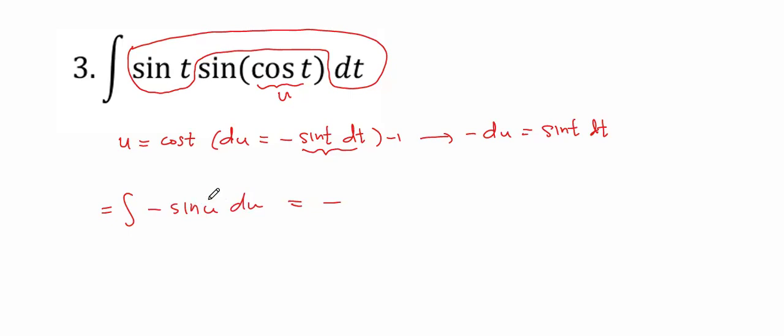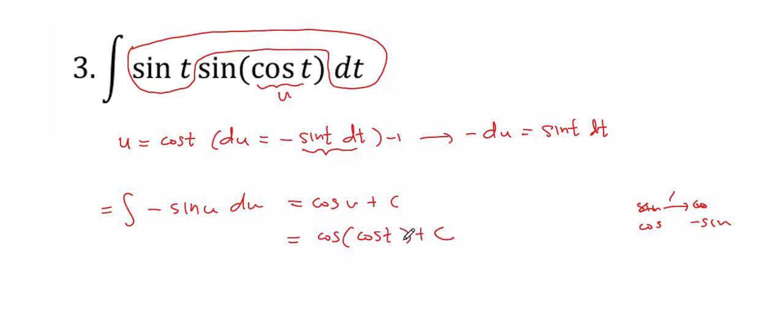What is the integral of sine? The derivative of cosine, sorry, is negative sine. So the integral of negative sine is cosine. It is positive now. So the integral of negative sine is cosine of u plus c, where u is cosine of t. So the answer is cosine of cosine of t plus c.